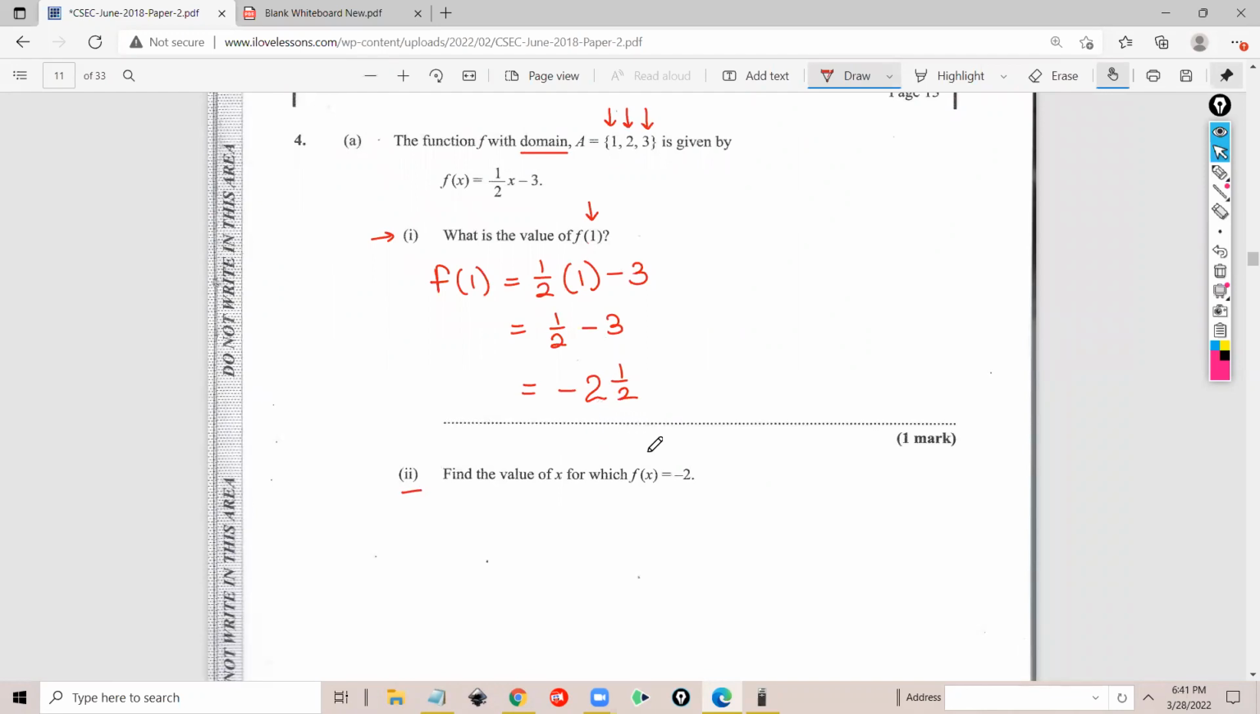In this question, the minus 2 is not in the brackets. It's on the other side of the equal sign. So what do they want you to do in this question? Well, they want you to take the expression f(x), which is a half x minus 3, and now they want you to put this entire thing equal to minus 2. So you want to solve for x now.